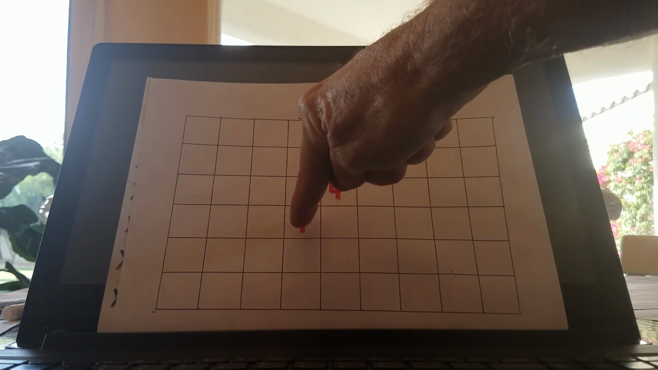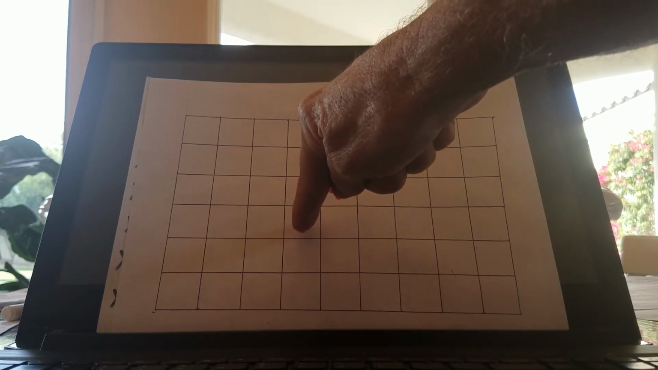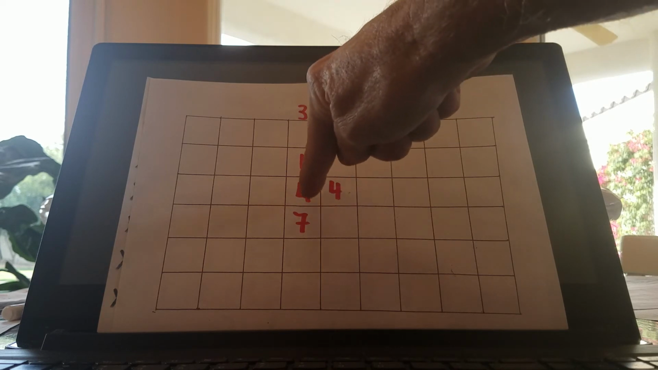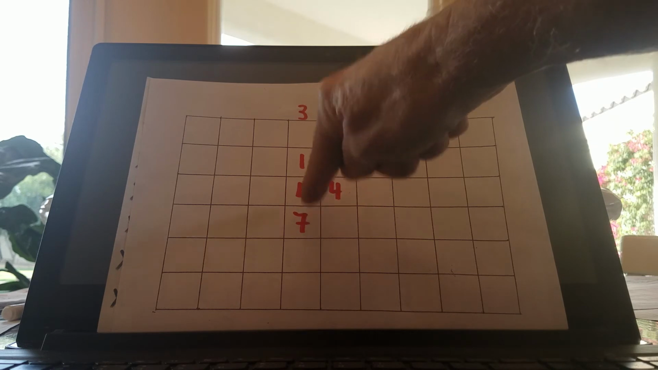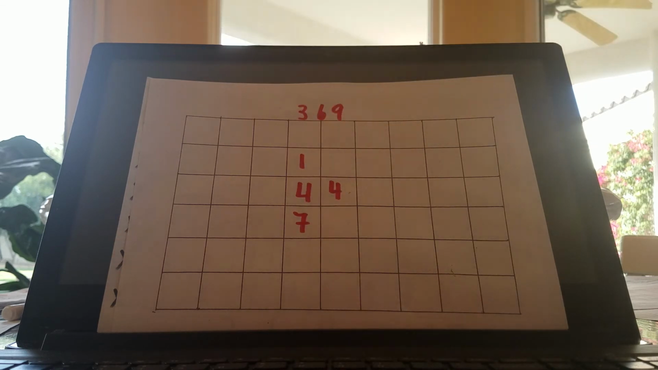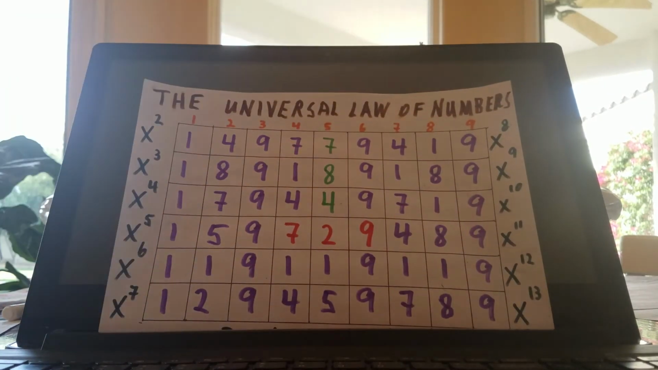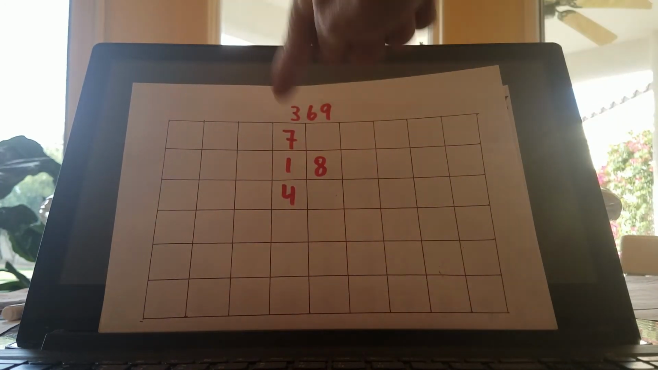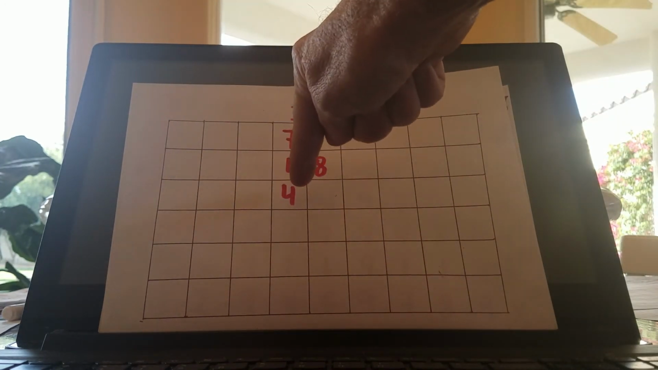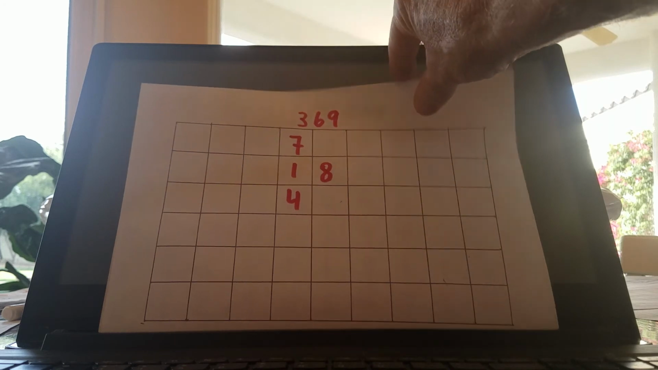7, 4, and 1 is 3. 7 and 4 is 11, and 4 is 5. 11 and 5... Well, let's see. 11 and 4 is 15. 1 and 5 is a 6. How do we get a 9 out of this? 4 and 4 and 1 is a 9. Seven and 1 and 4 is 3. 1 and 8 is a 9. And 7 and 8 is a 6.